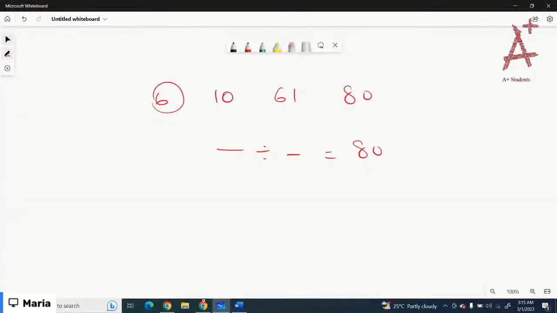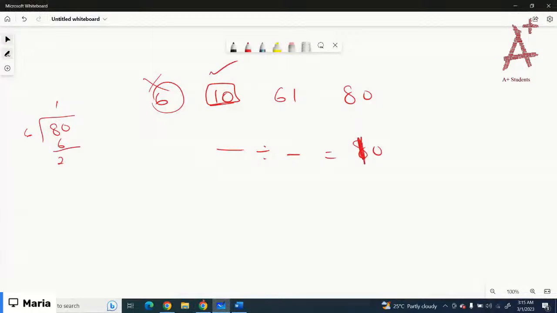Can you divide 80 by 60? No, you cannot. That means this isn't the correct option. Just look at this number, 10. Can you divide 10 by 80? Yes. Got it? That means one of the numbers is this one.